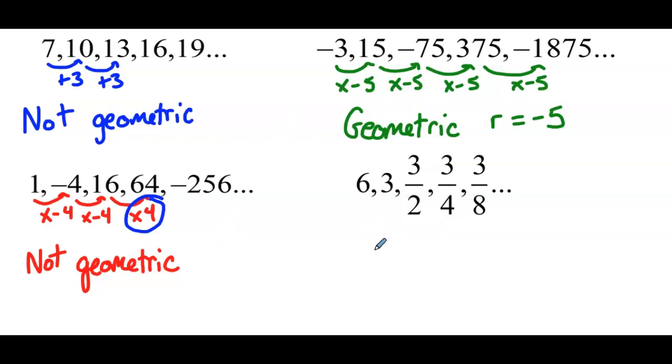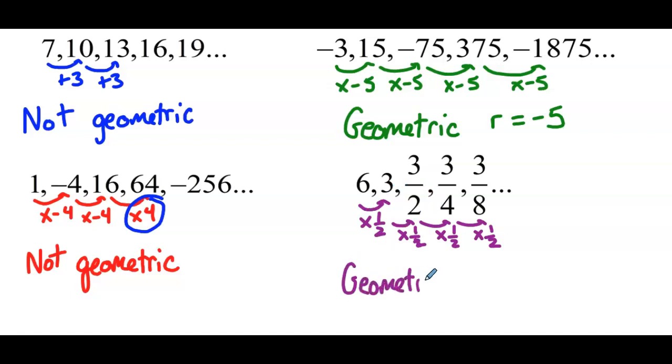The last sequence, 6, 3, 3/2, 3/4, 3/8, continuing on. So looking at the terms here, it looks to me like they're multiplying by 1/2 to go from one term to the next. So let's verify that. So 6 times 1/2 is 3. 3 times 1/2 is 3/2. And then 3/2 times 1/2 is 3/4. 3/4 times 1/2 is 3/8. So we do have a common ratio to go from one term to the next. So we have a geometric sequence whose common ratio is 1/2.